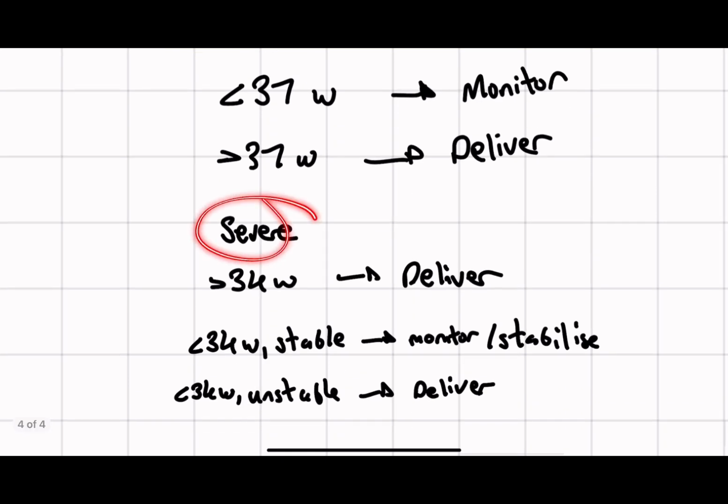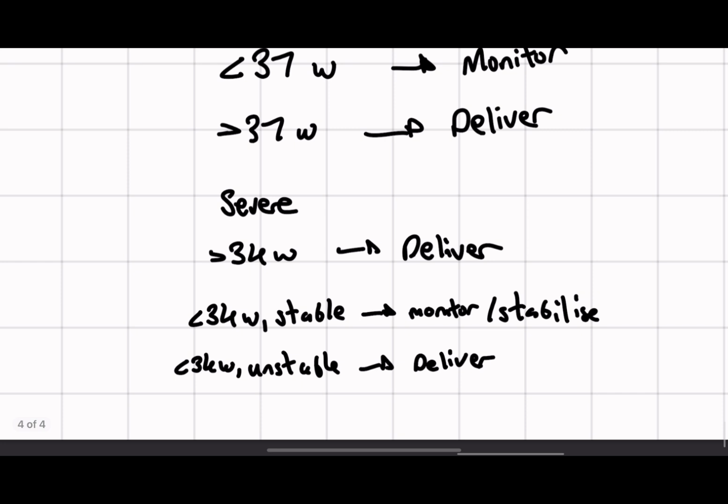If it's severe and they're greater than 34 weeks, we usually tend to just deliver. If they're less than 34 weeks but stable, we try to monitor and stabilize the person. But if they're less than 34 weeks and they're unstable, delivery tends to happen in order to save the mother. In this situation, the thinking process is that the risks associated with prematurity are not as great as the risk to the mother if they were not to deliver.